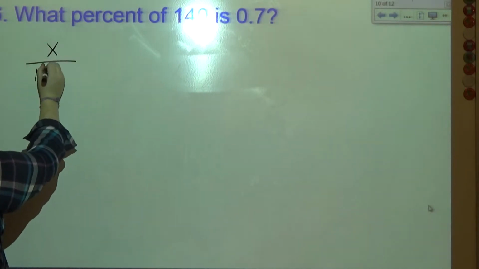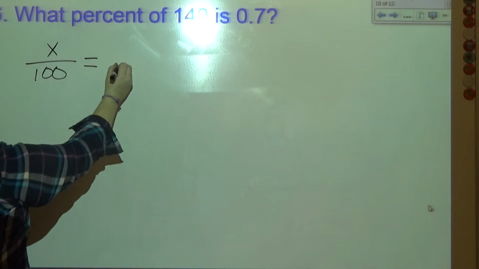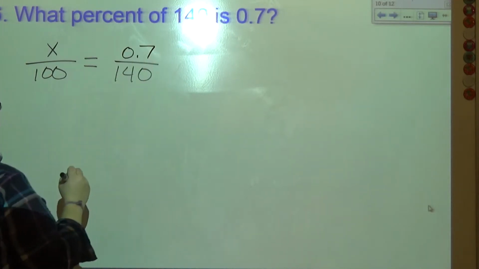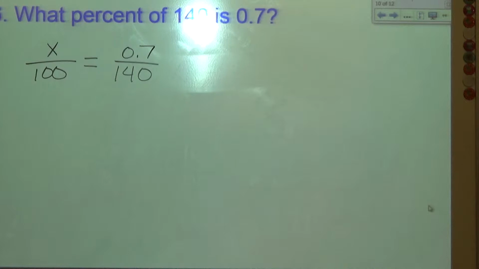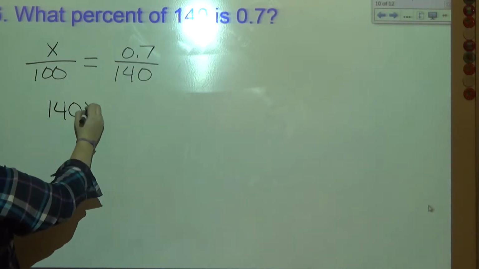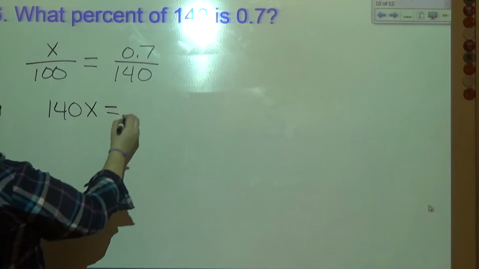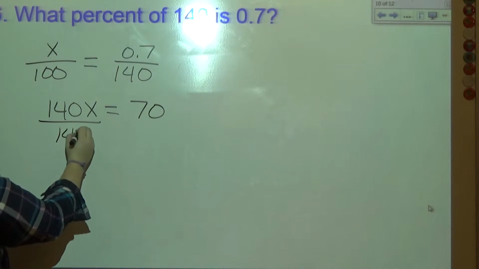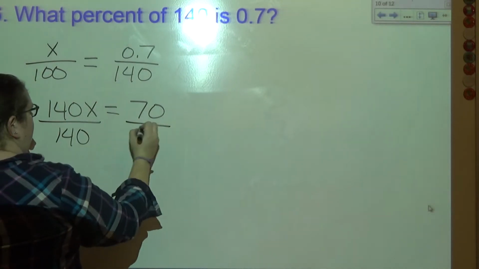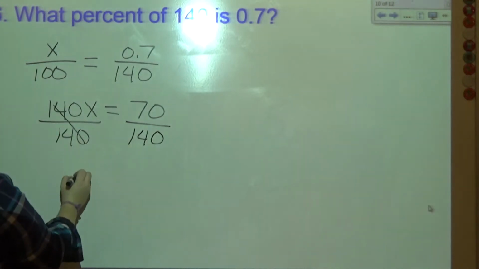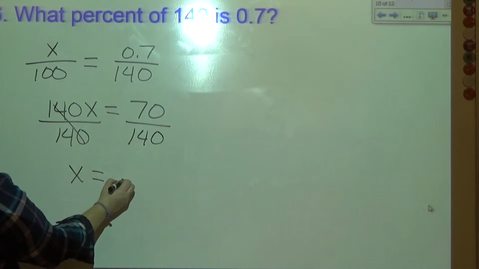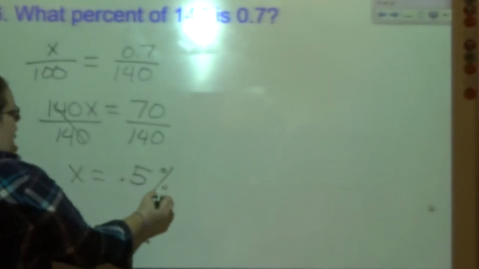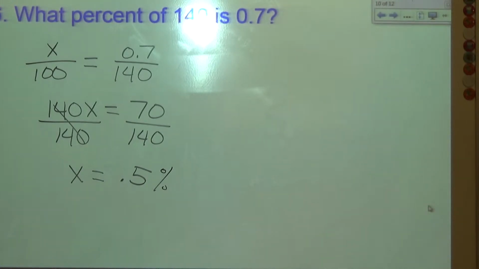So x over 100 is 140 is my whole, and we're finding 0.7 of that. So 140x equals 70. Divide by 140, yeah, 70. And we end up with 0.5 or a half. So 0.5%. It's 0.5%, so that's a small percentage.